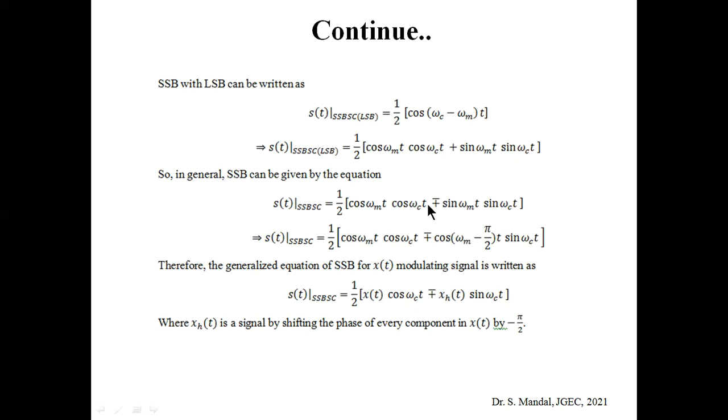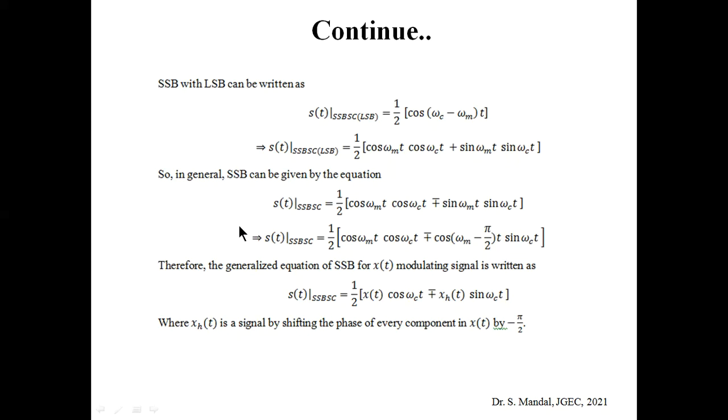Here you can see that cos ωmt is nothing but the original message signal. So we can easily substitute this sin ωmt by using cos(ωmt − π/2). So the equation for the SSB-SC can be rewritten as half into cos ωmt into cos ωct minus/plus cos(ωmt − π/2) into sin ωct.